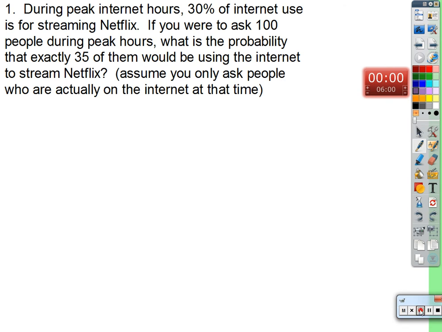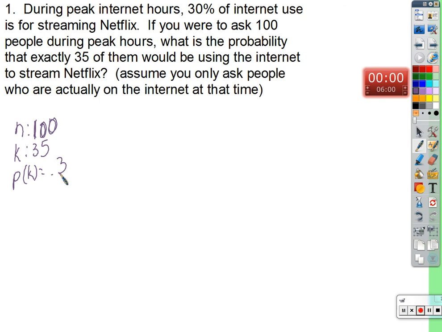Like that is leading us down the path to, I should be using this formula, right? So we've got n, we just talked about n. N is how much? 100. 100, that's the total number of times we conduct the experiment. The experiment would be just asking a question. K would be? 35. Want to succeed 35 times. Probability of K? 0.3.